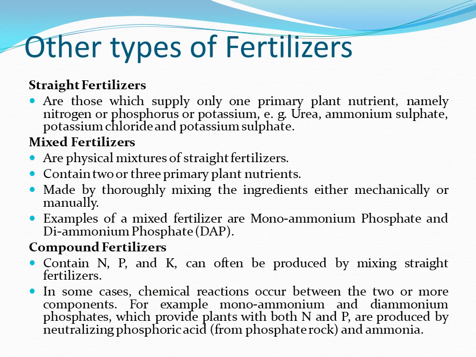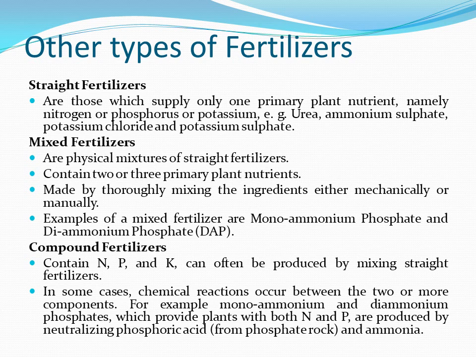Till now, we discussed organic and inorganic fertilizers, which are the main types of fertilizers. Now, apart from organic and inorganic fertilizers, there are various other types of fertilizers. For example, we have straight fertilizers. They are those fertilizers which supply only one primary plant nutrient, either nitrogen, phosphorus, or potassium. Examples of straight fertilizers are urea, ammonium sulfate, potassium chloride, or potassium sulfate.